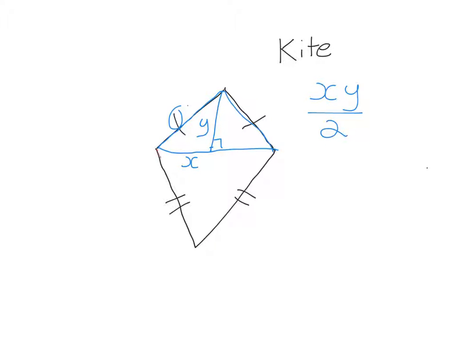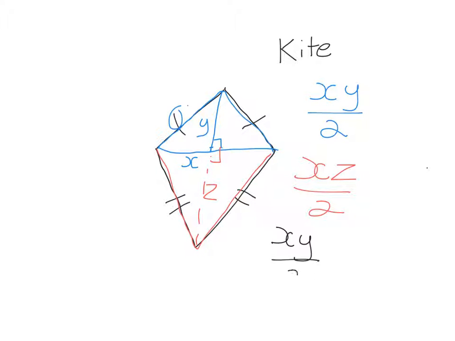Now let's look at this bottom triangle, which is also an isosceles triangle. Again, the line that we draw from the top to the bottom bisects the base perpendicularly. We know that because it's an isosceles triangle. So let's call this perpendicular height z, and the base is again x. The area of that triangle is x times z, base times height, divided by 2. So the area of the whole kite is just these two added together, which is x times y on 2 plus x times z on 2.